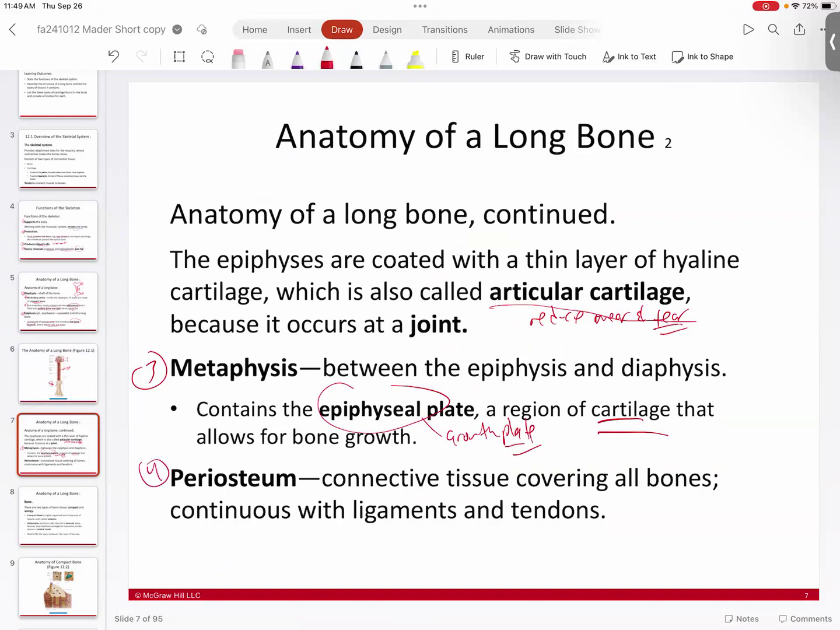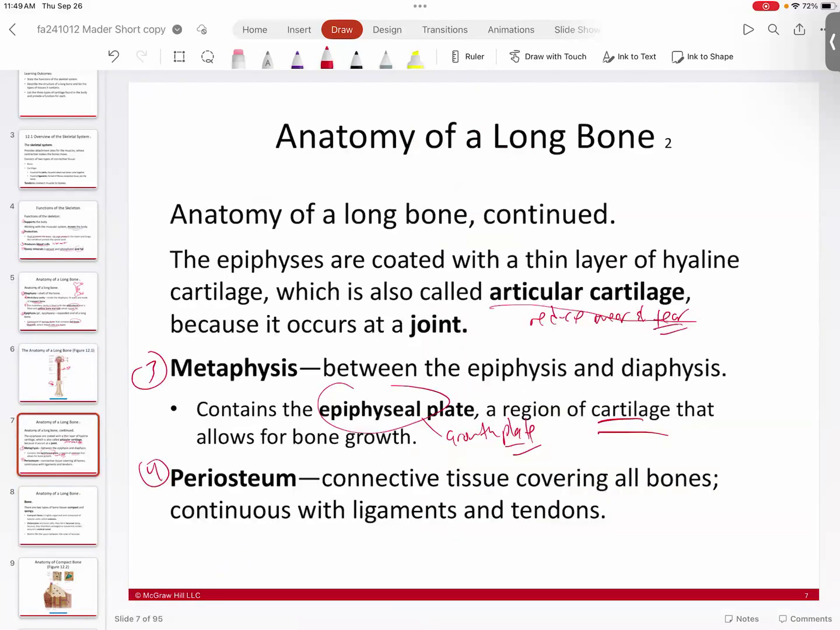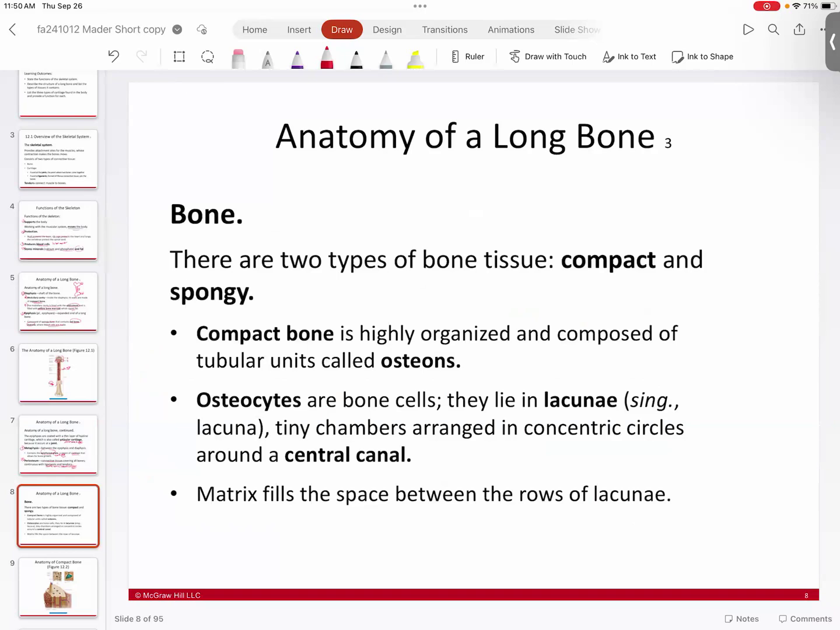And then, of course, we saw the periosteum. That's going to be that outer wrapping of connective tissue that wraps the outside of the bones. What this does is it connects the bones with your ligaments and your tendons. It interweaves with them, and that's how ligaments and tendons connect to the bone.